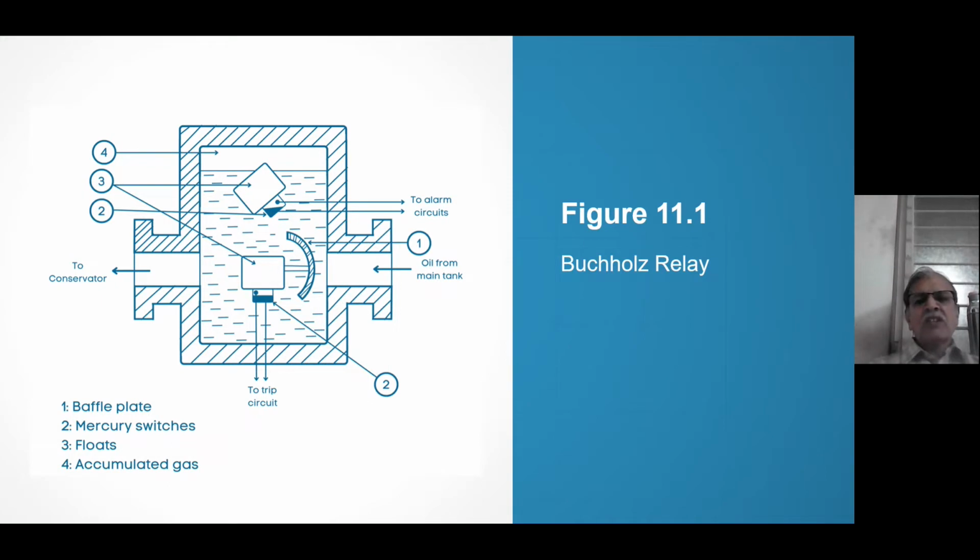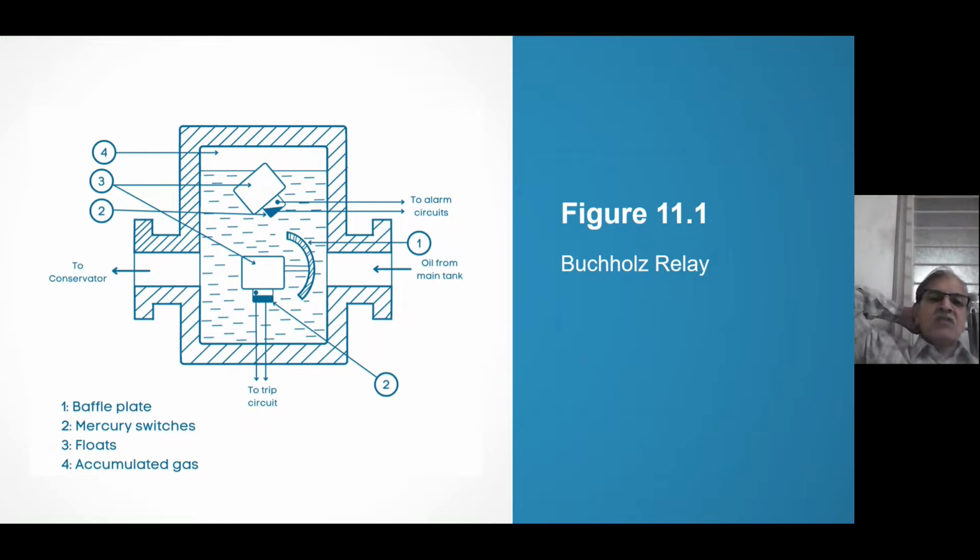On one side it is coming from the oil tank, on the other side it is going to the conservator, because it is in between. The tank is on a lower level, the conservator is at an upper level. So oil is coming from the tank and going to the conservator tank. The Buchholz relay is partially filled with oil. The upper part, number 4, is accumulated gas. Now there are 2 floats, as you can see. So number 3 are floats.